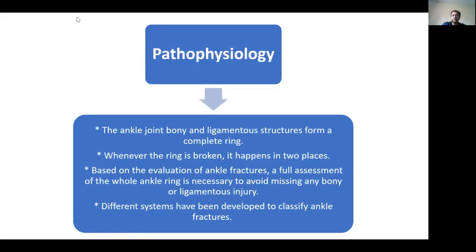The pathophysiology of ankle fractures. The ankle joint, bony and ligamentous structures form a complete ring. Whenever the ring is broken, it happens in two places. So based on the evaluation of ankle fracture, a full assessment of the whole ankle ring is necessary to avoid missing any bony or ligamentous injury.